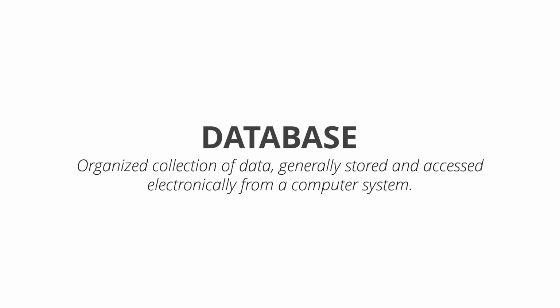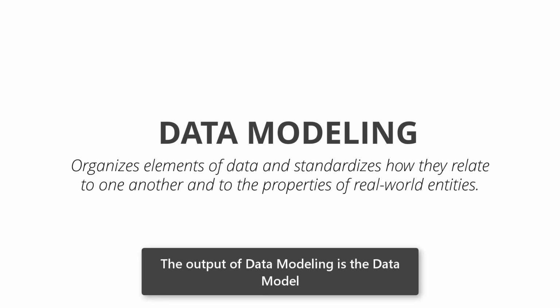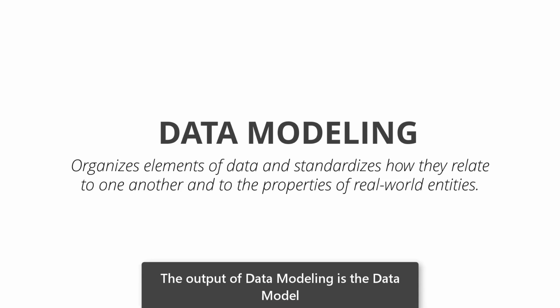And according to Wikipedia, this is the definition, right? Organized collection of data stored and accessed from a computer system. But now the second question is, how do we store and organize this collection of data? And of course, the answer is through data modeling. And according to Wikipedia, you can already see the definition. What it's important to know is that the output of data modeling is, of course, the data model.